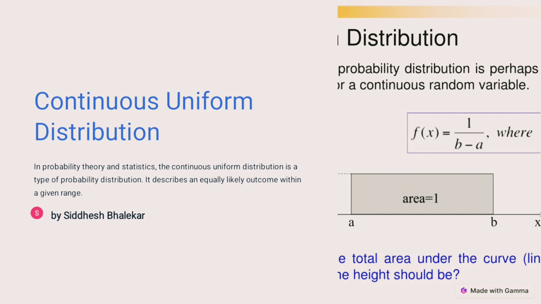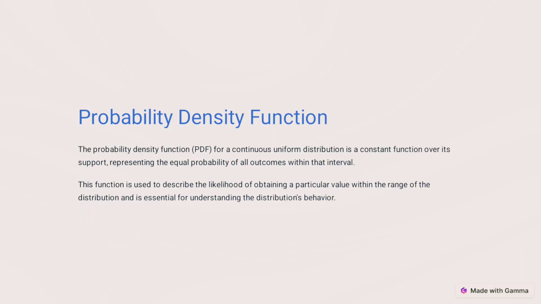In probability theory and statistics, the continuous uniform distribution is a type of probability distribution. It describes equally likely outcomes within a given range. So that's all on the first page. Now let's move on to the second page.